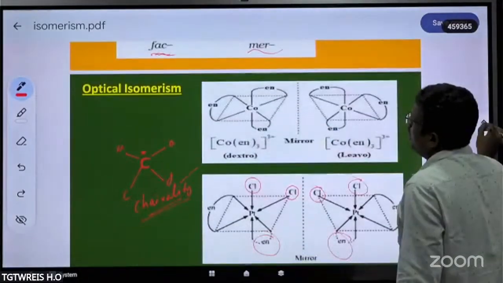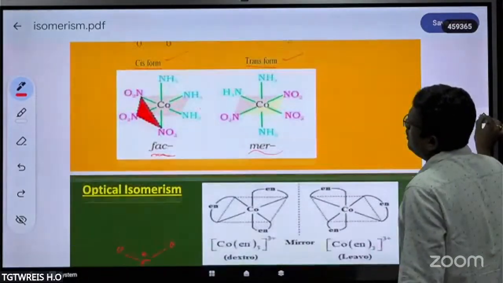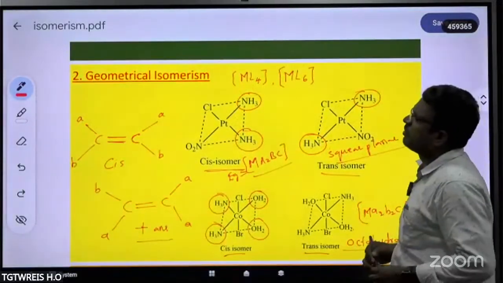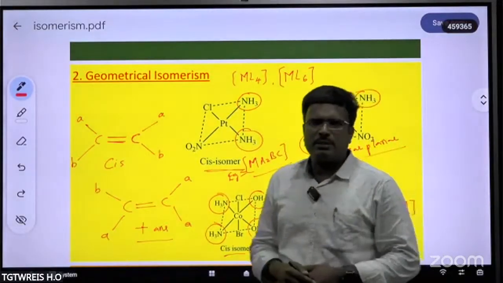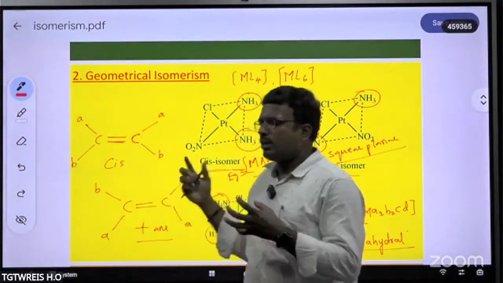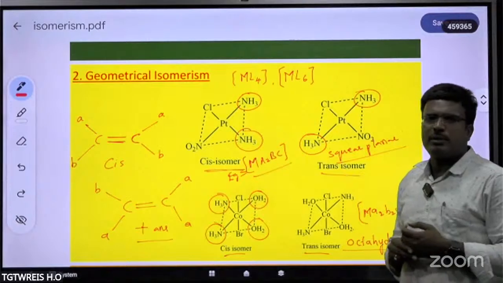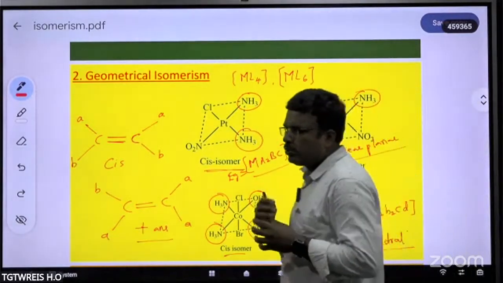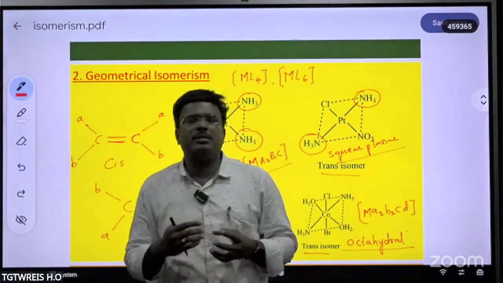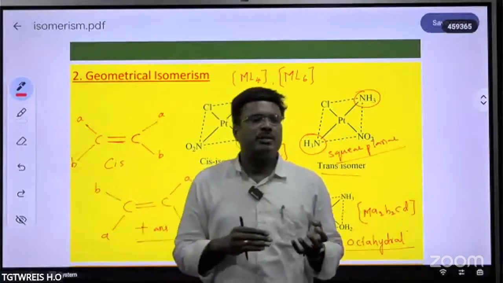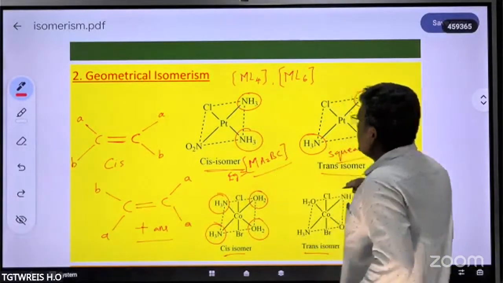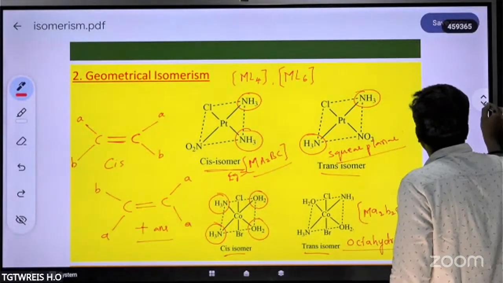So these are optical isomers, and cis trans isomers are called geometrical isomerisms. Very important. These are the isomerism of coordination compounds. Coordination compounds show two types of isomerisms: number one is structural isomerism, number two is geometrical isomerism. Very important.